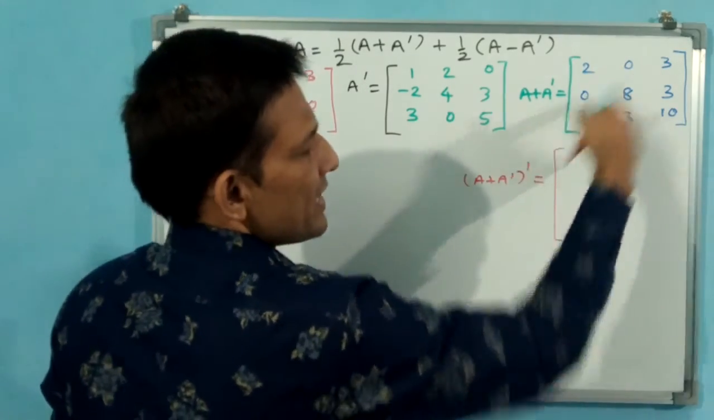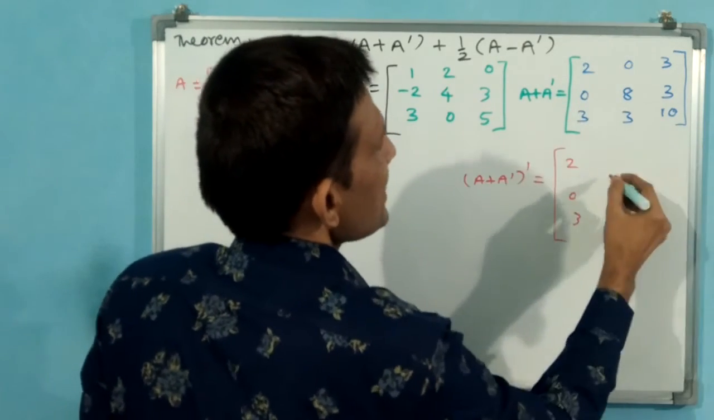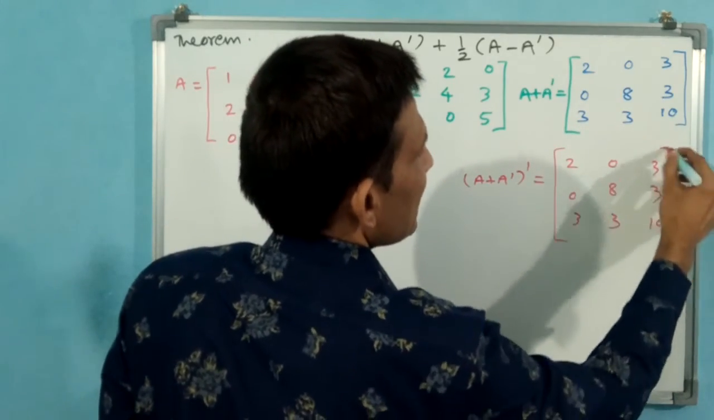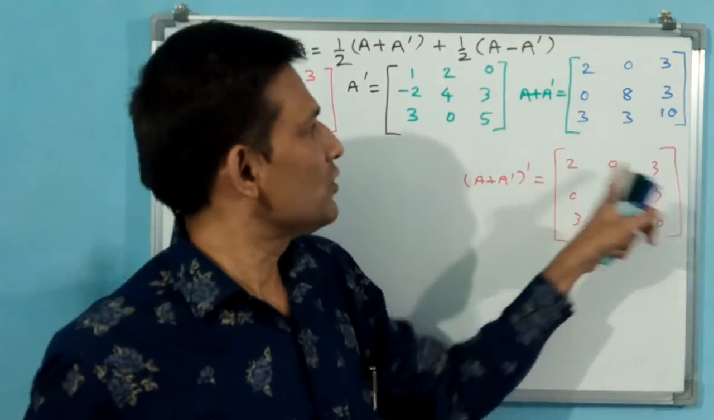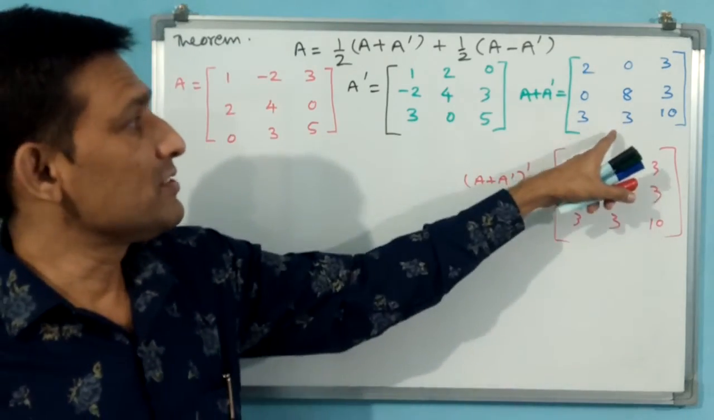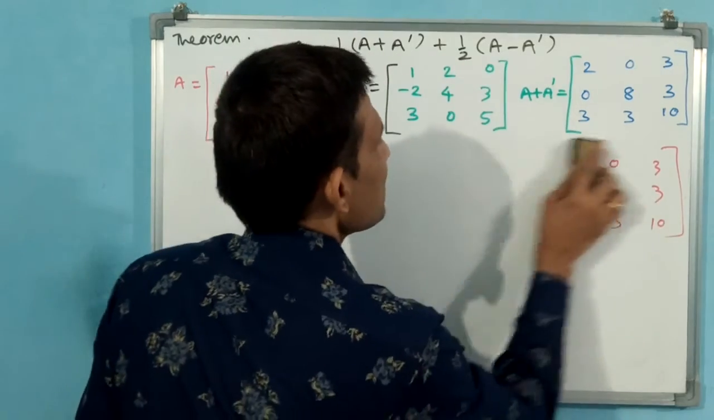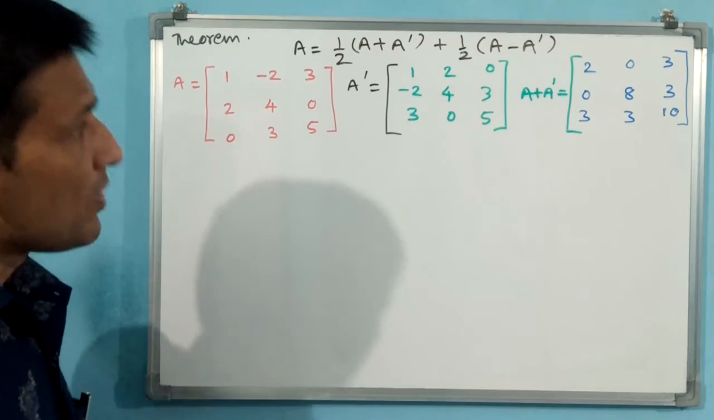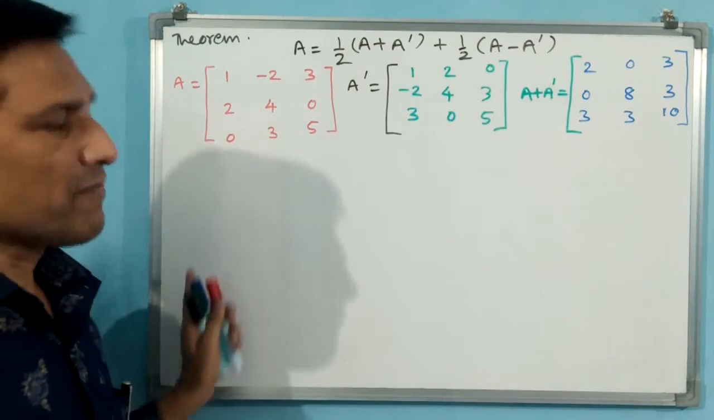A plus A transpose is there. I am transposing again: 2 0 3, 2 0 3, 0 8 3, 0 8 3, 3 3 10, 3 3 10. Now both are same. Even after transpose, you see 2 0 3, 0 8 3, 3 3 10, both are same. That means this is symmetric. Now I am rubbing this, because we have seen that this is a symmetric matrix. But you want the 1 by 2 also. Now I am not doing that. First let me finish the other one, then finally we will do it.